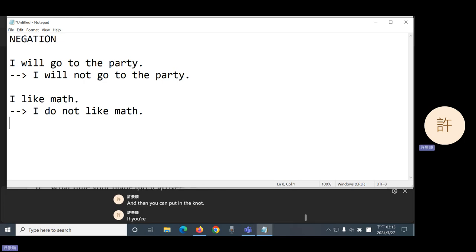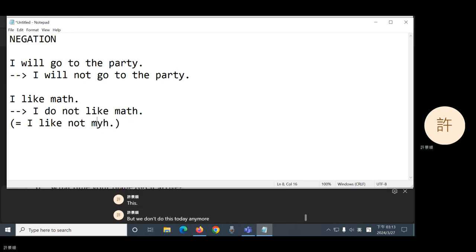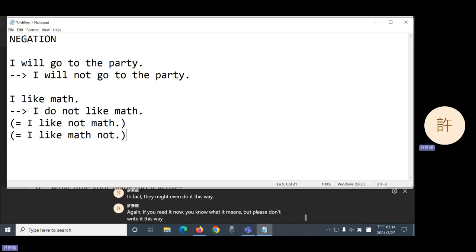If you're reading a slightly older kind of English, they might do it like this. But we don't do this today anymore. If you read it, now you know what it means, but please don't write it. In fact, they might even do it this way. Again, if you read it, now you know what it means, but please don't write it this way. This is an older kind of English.